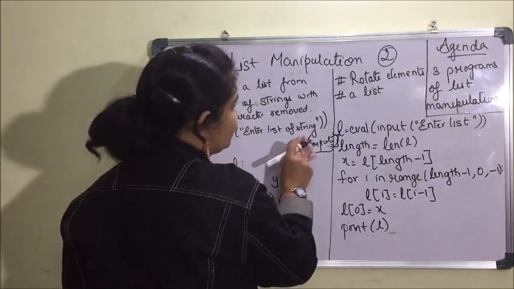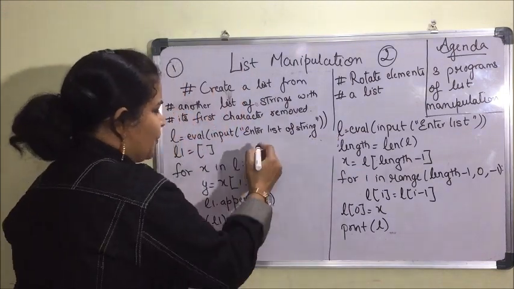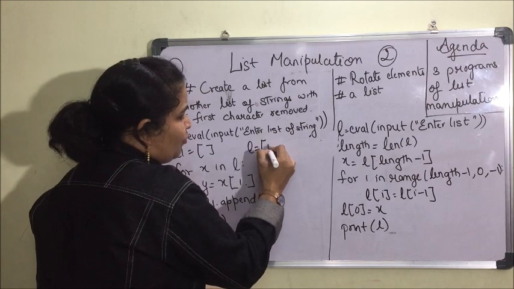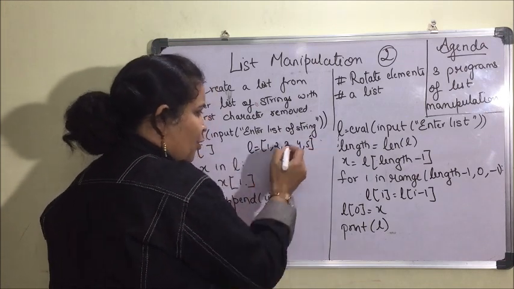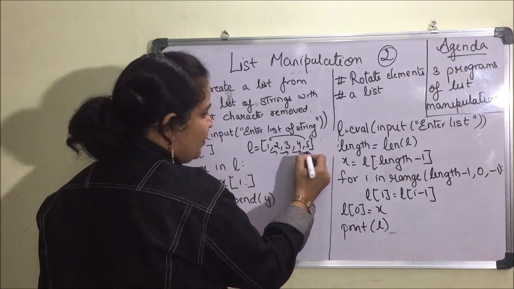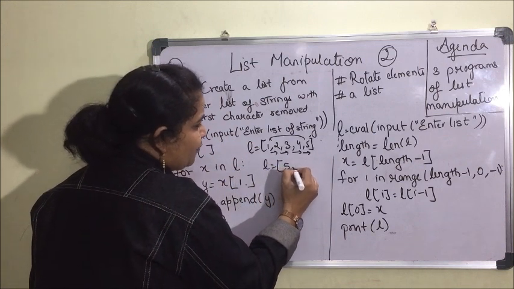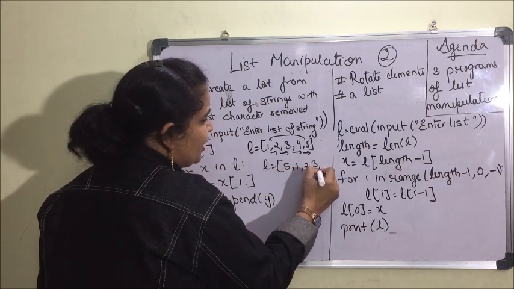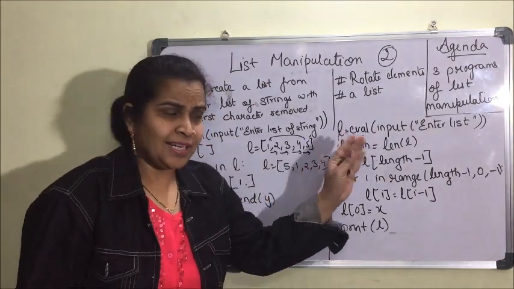Second program is to rotate the element of the list. Rotation means suppose our list is 1, 2, 3, 4, 5. So this should come here, this should come here, this should come here, this should come here and this should come here. Means the list should be 5, 1, 2, 3 and 4. Each and every element should be shifted to the right side.